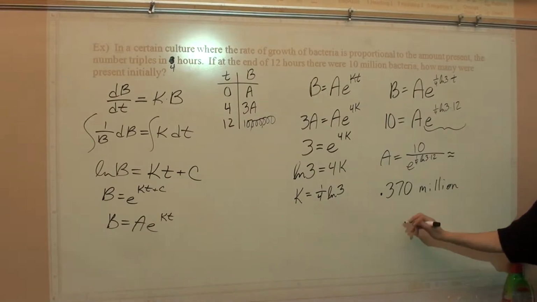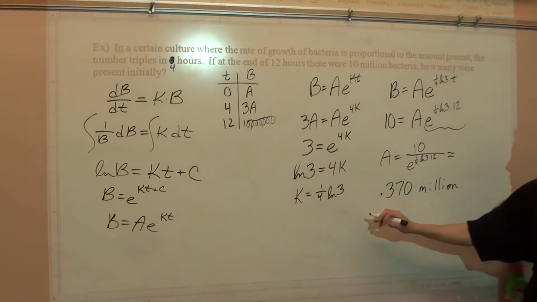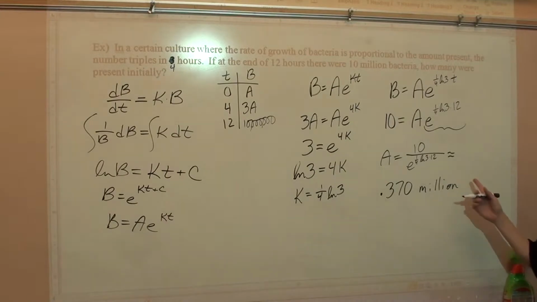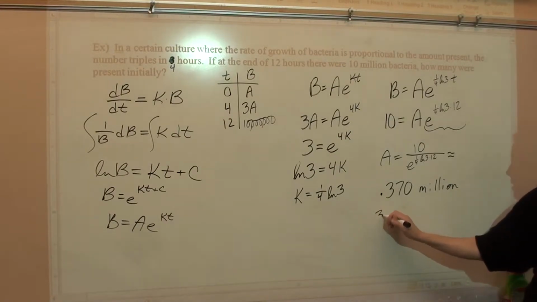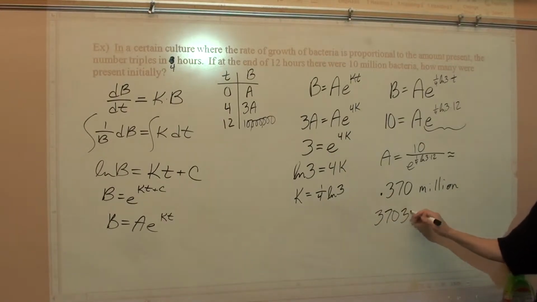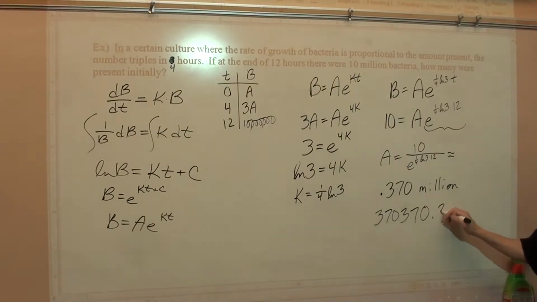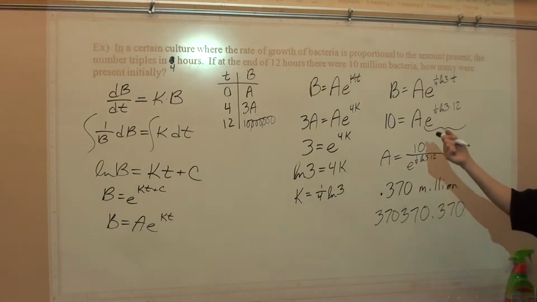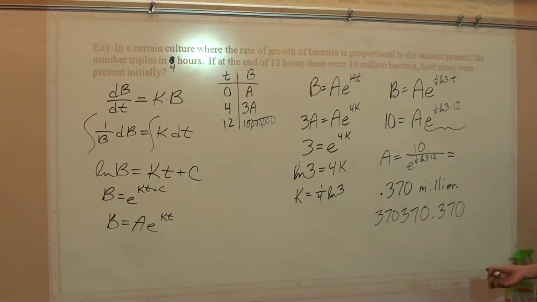Because if we were to write it out for sure, read me the whole number if we were to write it as an actual number without the word million after it. 370,000. So that's how many actual bacteria there are initially. So I don't know if they would take that or not. Maybe they'd have to specify. Half credit. That's where I'd be nervous about writing a 0.37 instead of the whole number.